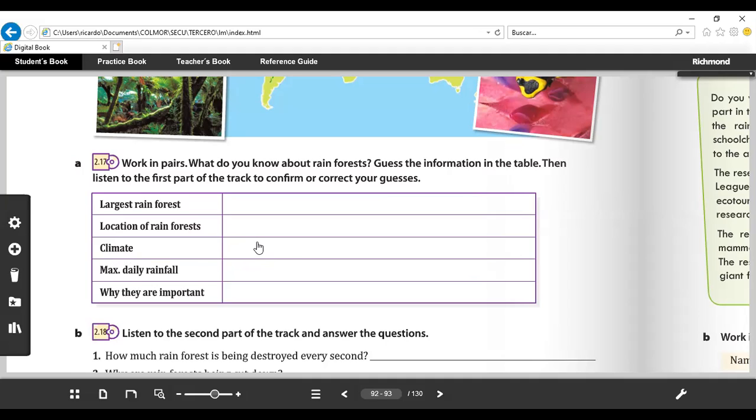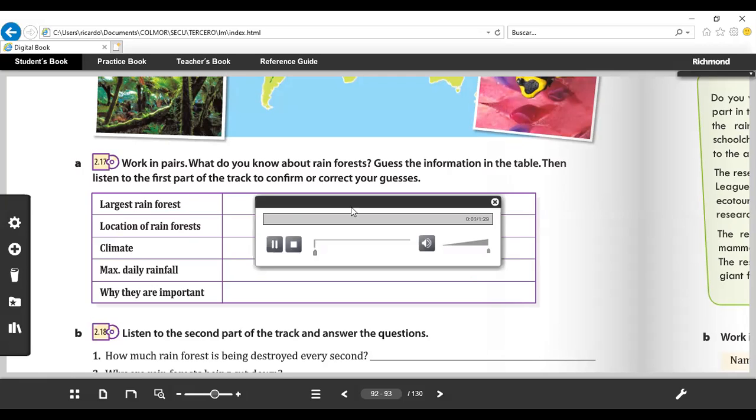And climate, what is the type of climate? Maximum daily rainfall, okay? If you have any idea, just think about it or write it in your notebook or on your student's book. Why are they important? Why do you think this is important? Now that you have written or thought about possible answers, let's listen to the audio and see if your answers are correct or similar to the information. Track 17.